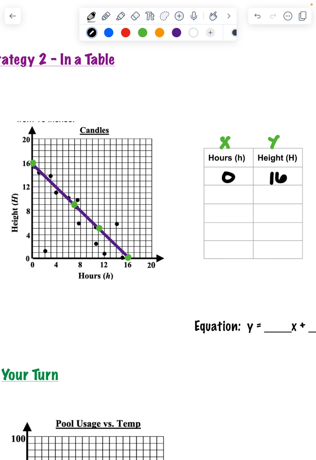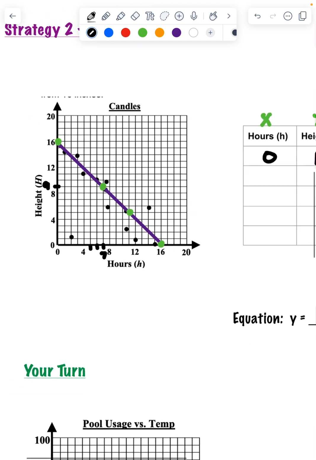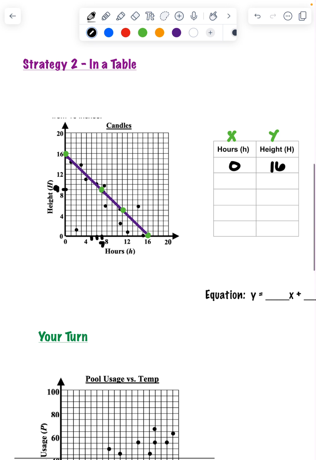My second point, as I look at my scale, this is counting by ones, so then this would be 5, 6, 7, so that's going to be at 7. And then this is also counting by ones, so that's going to be at 9. So my ordered pair here is at 7 hours, I'm at a height of 9.